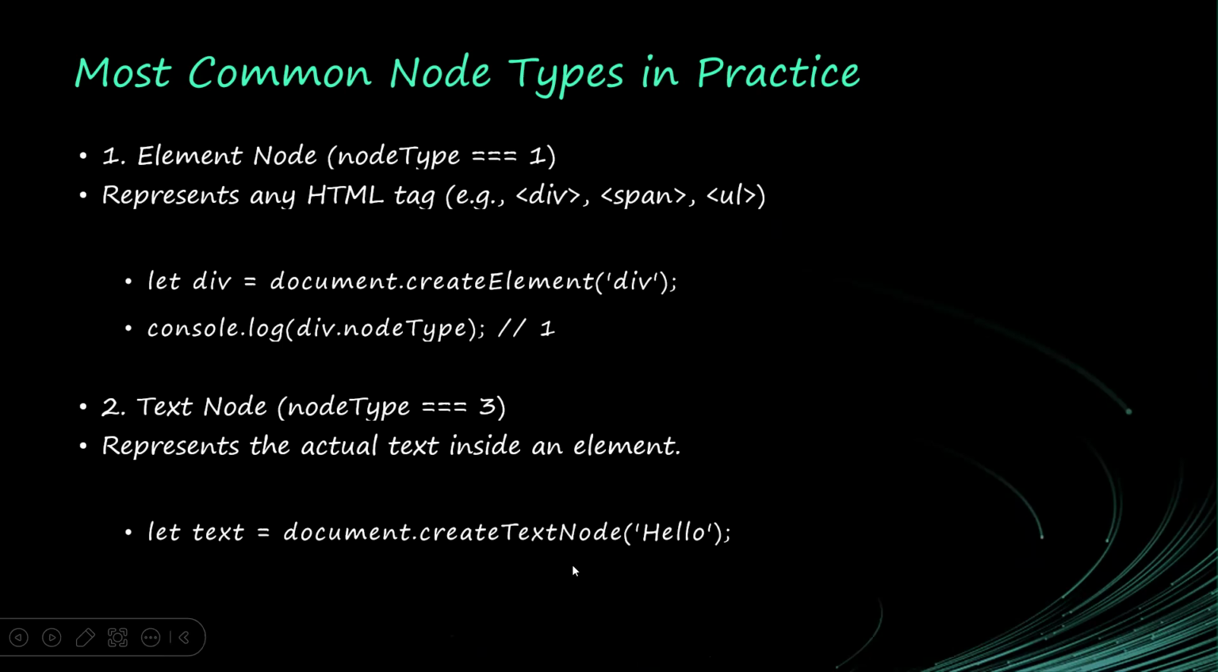So now we can create a text node. Don't worry, we are going to do this later on as you see how to create nodes, create elements, stuff like that. And then the node type is 3.